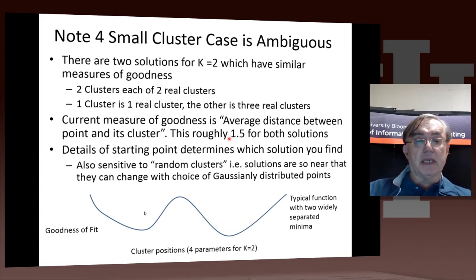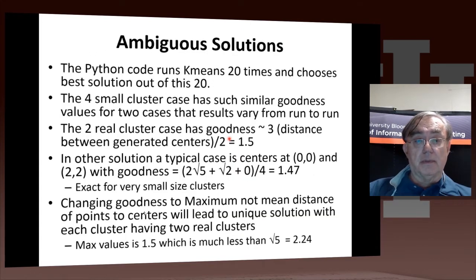And depending on exactly the random numbers in the cluster generation and the starting point, you're going to find different solutions. These solutions are so close that the Gaussian distribution within the clusters is going to affect the answer. So you will even get this ambiguity even if you run 20 iterations.